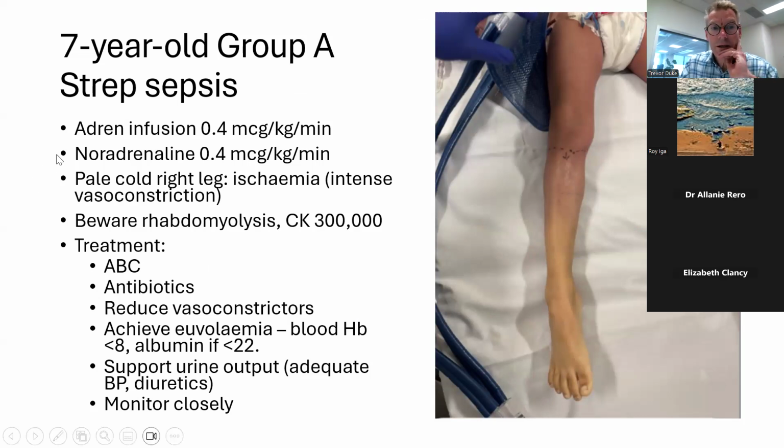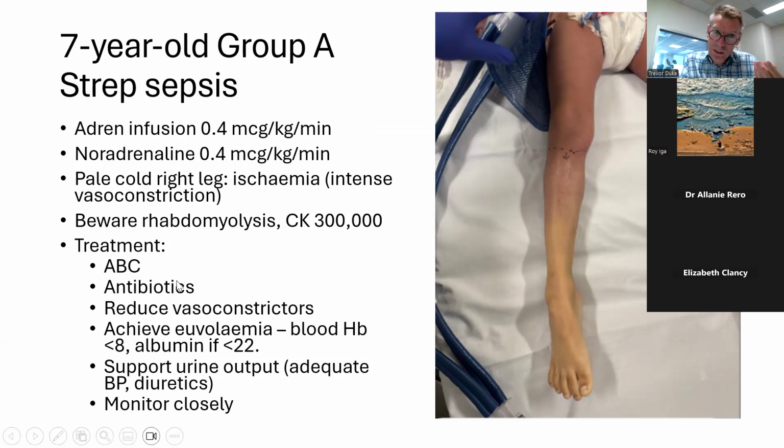Yeah, this is a 7-year-old child who had group A streptococcal infection. And again, he came on a similar regime of adrenaline of 0.4, noradrenaline of 0.4, was transferred from another hospital. And you can see his right leg is very cold and pale. And he's got ischemia, which is partly because of the sepsis and also partly because of the intense vasoconstriction that so much adrenaline and noradrenaline gives you.